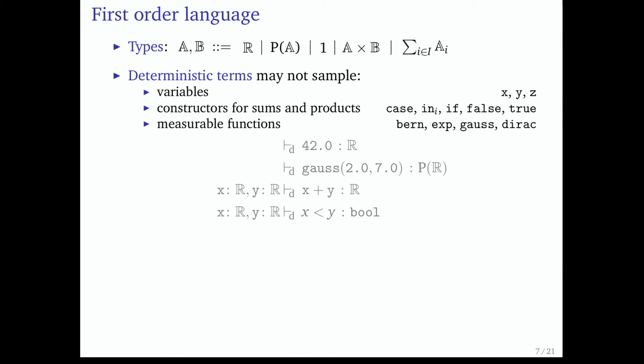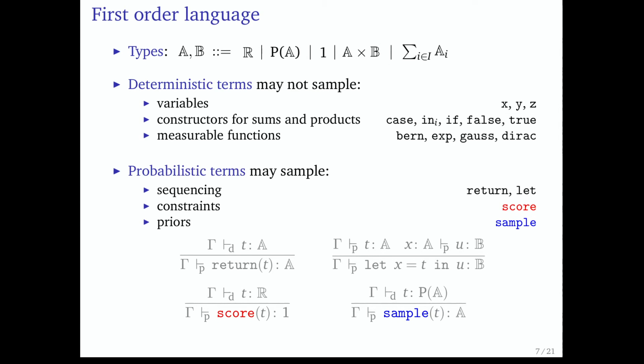So here's a bunch of examples. This is supposed to say, given no context, the following is a deterministic term, 42 of type real, right? Because 42, if you like, is a measurable function from the singleton set to the real numbers. And you build all these kinds of things. Okay, and then there are the probabilistic terms. These are more interesting. I'm going to allow sequencing just so I can do functional things, return and let. And here are the two primitives that we're going to add: score and sample, observe and sample.